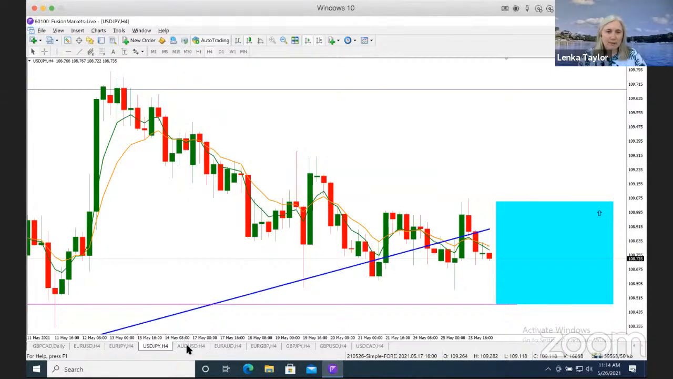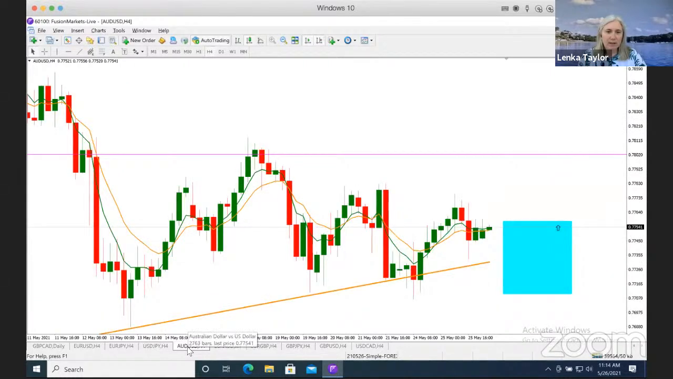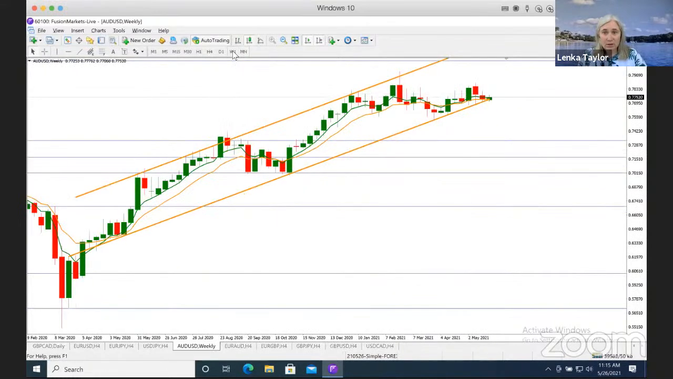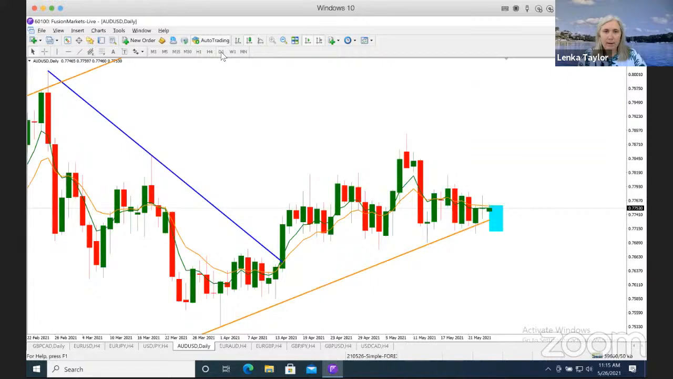All right, the next currency pair I'm going to have a look at is AUD USD. So Aussie US. All right, so on the monthly, the channel and the trend is still going up. We've been going sideways for quite some time, so there's a lot of indecision. On the weekly, we are at the bottom of the channel. Therefore, I would still be looking for a long.